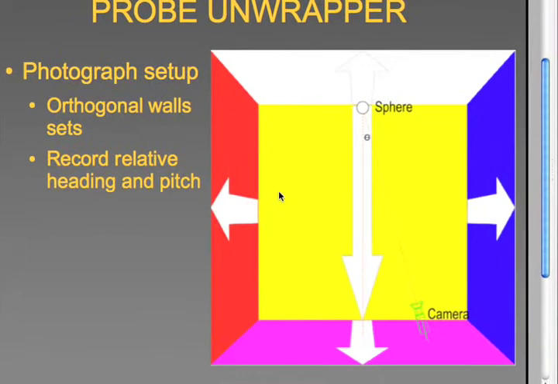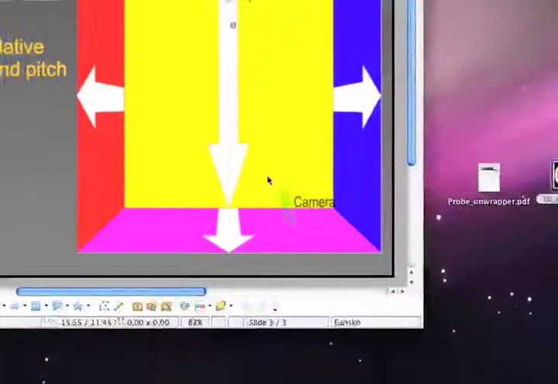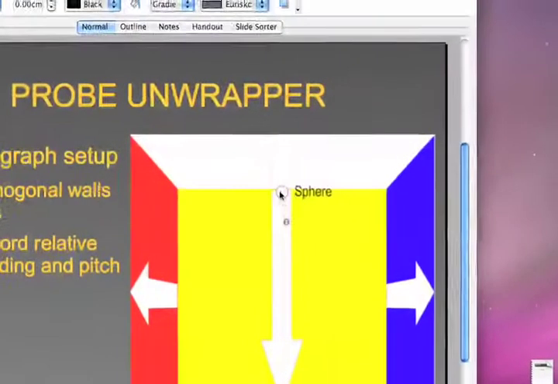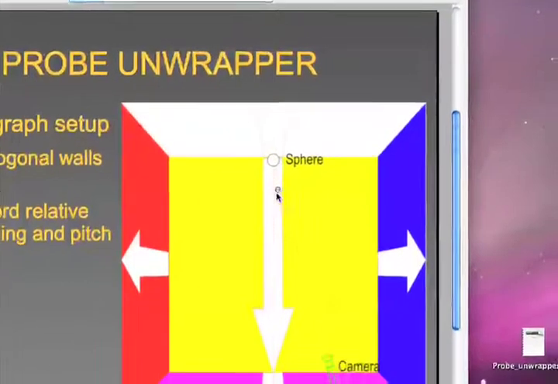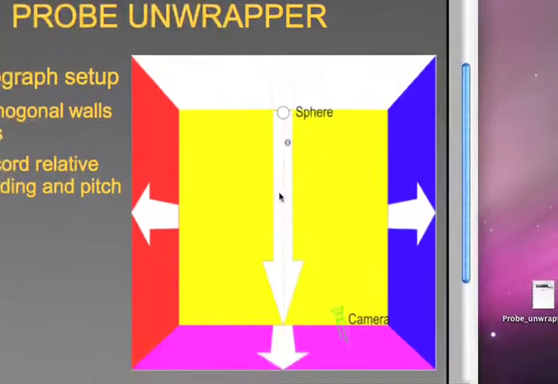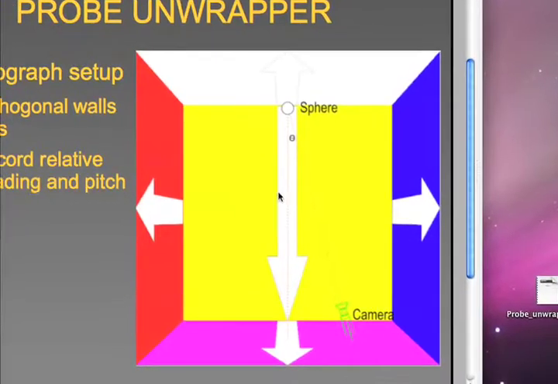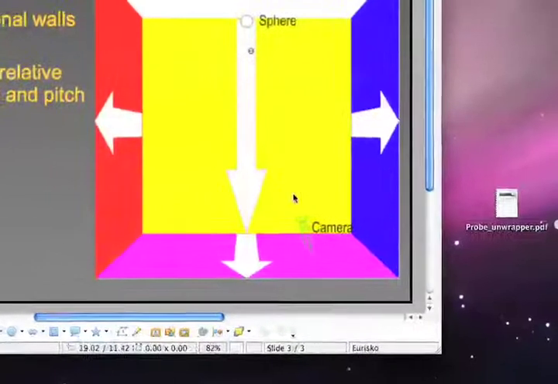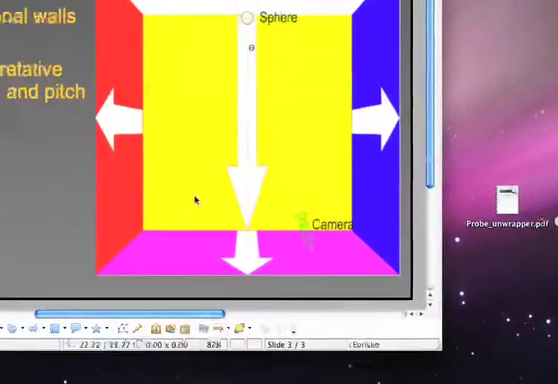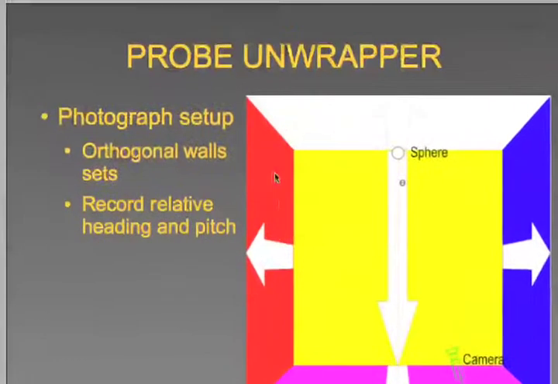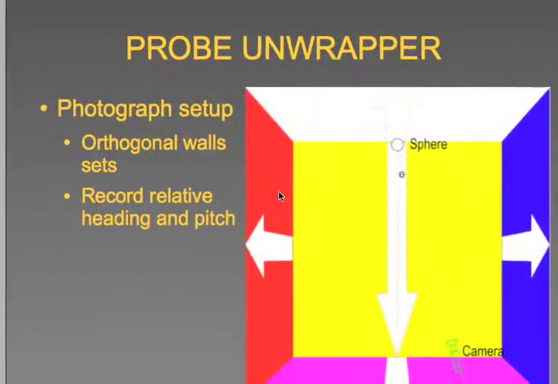Also, you have to record the relative heading and pitch of your camera. You can see in the diagram here that the camera's down here and it's offset to the right of the location of the image probe. The angle in between the two, when looking down from above, as in this example, is the relative heading. So when the camera is off to the right, that's a positive heading, and off to the left is a negative heading. The same situation applies when we're talking about pitch.